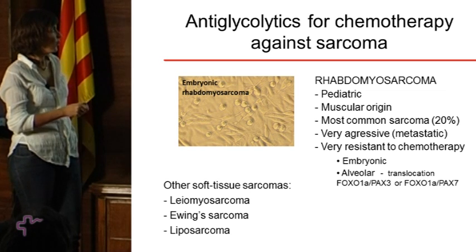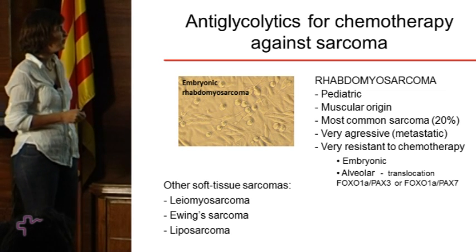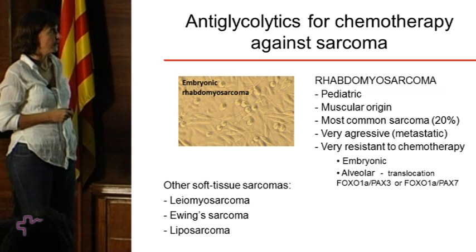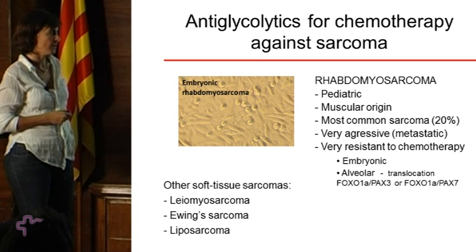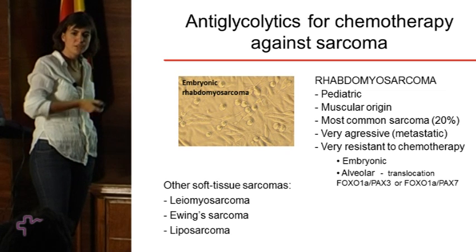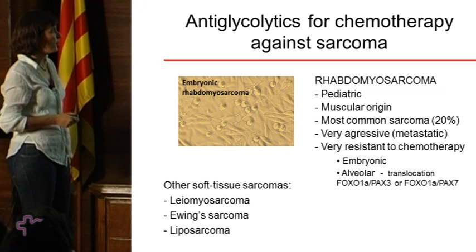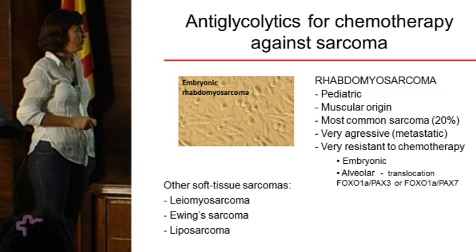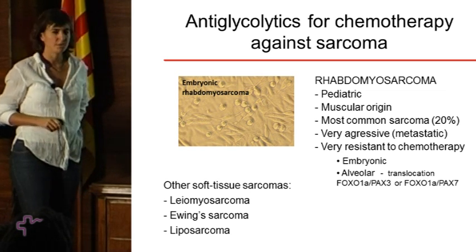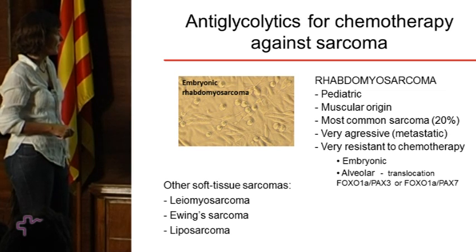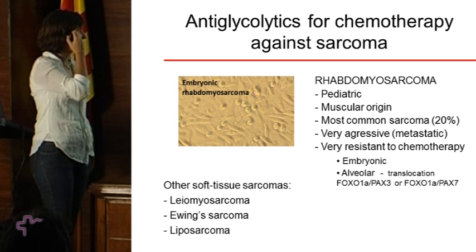2-deoxyglucose. We're mostly interested in sarcoma because that is the lab we're collaborating with. Oscar Martinez Tirado works in several types of sarcoma, and we thought this was interesting to test because sarcomas are tumors that are very difficult to treat and are understudied. We're focusing mostly on rhabdomyosarcoma, which are pediatric tumors. Some people work here on rhabdomyosarcoma, by the way. The most common sarcoma, very aggressive and very resistant to chemotherapy. There are two major types, the embryonic and the alveolar. But we're also interested in other soft tissue sarcomas, such as leiomyosarcoma, Ewing, and liposarcoma.